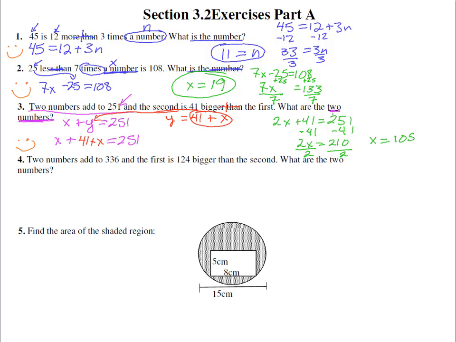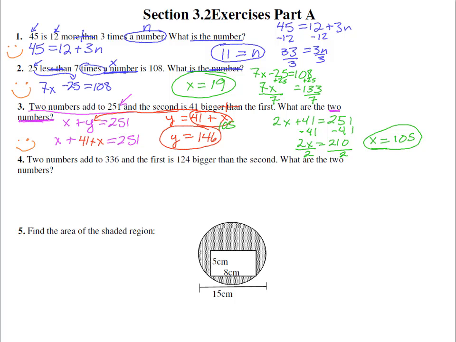Now notice it didn't just say what was one of the numbers. We got the first number, but we need the second one. So we now know that x is 105, and we could either subtract it from 251, or we can stick it in right there as 105, and we will now get that y is 41 plus the 105, which is 146. And notice you'd get the same thing if you subtracted 105 from 251: 146.